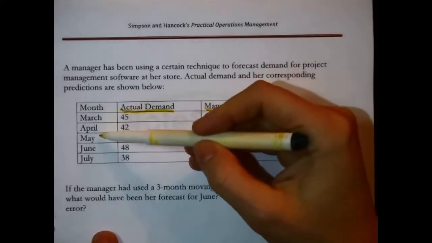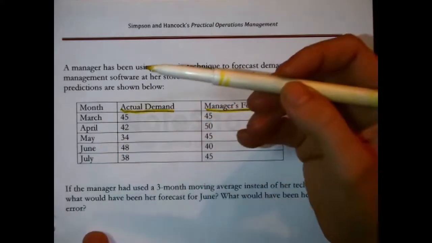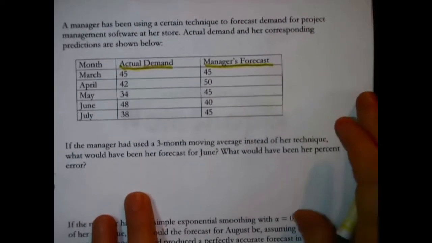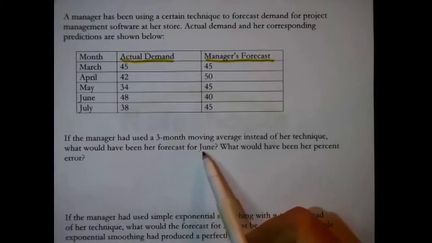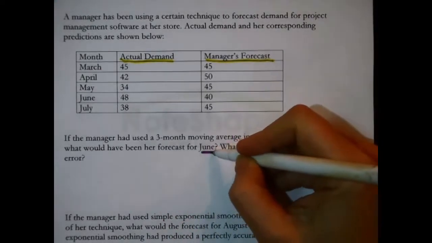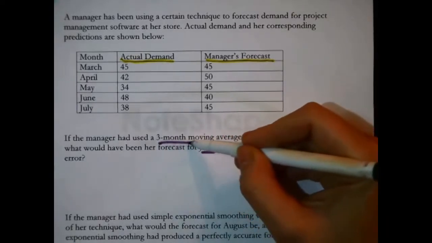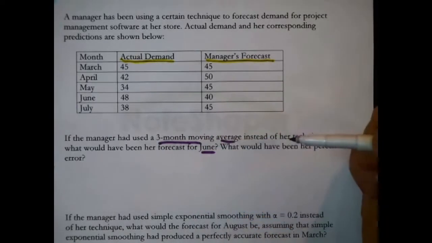Okay, so what we're looking at here is 5 months worth of data. Now, the first part of this question: if the manager uses a 3-month moving average instead of her technique, what would her forecast have been for June? Okay, now 3-month moving average, that's simple. You just average the past 3 months.